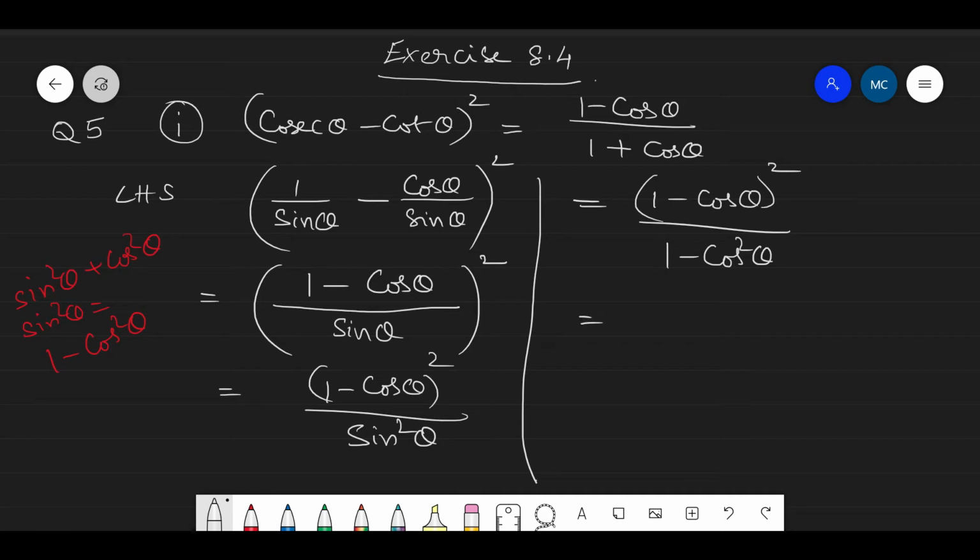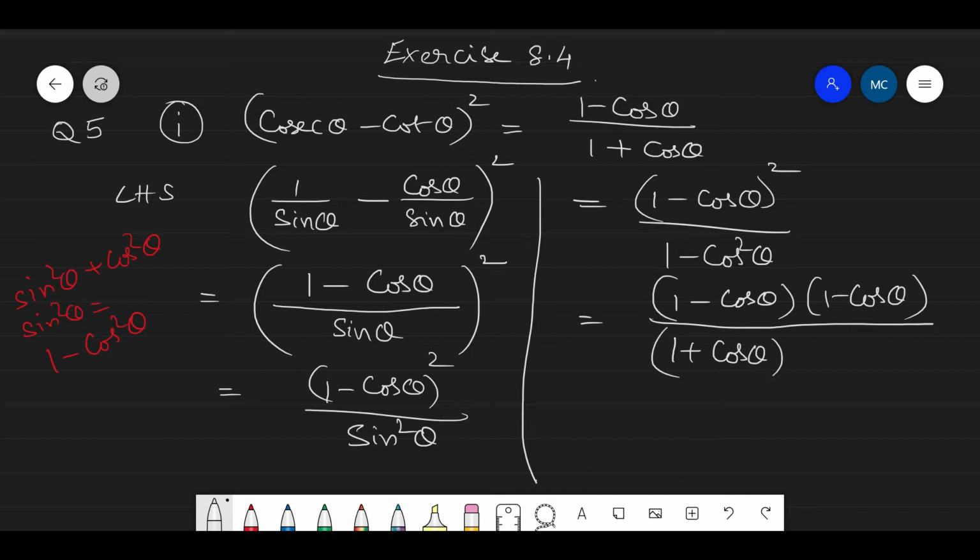Now using the identity a square minus b square, 1 minus cos square theta is nothing but 1 square minus cos square theta. So we can write this as the numerator will become 1 minus cos theta into 1 minus cos theta, and the denominator will be 1 plus cos theta into 1 minus cos theta. That means here we are using the identity a square minus b square is equal to a plus b into a minus b.